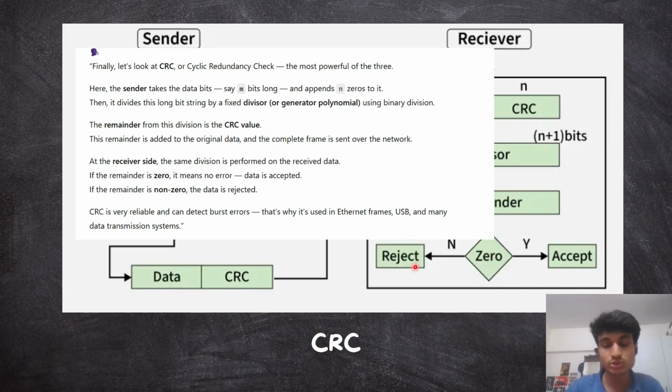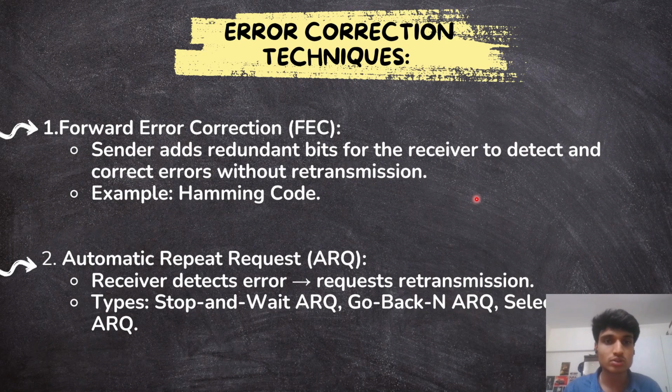It is used in Ethernet frames, USB, and many data transmissions. As you can see, it is the most powerful among the three, very reliable, and can detect burst errors. So these are basically the error correction techniques: forward error correction and automatic repeat request. Basically, it detects errors and requests retransmission, like we have studied with Go-Back-N in our previous units.